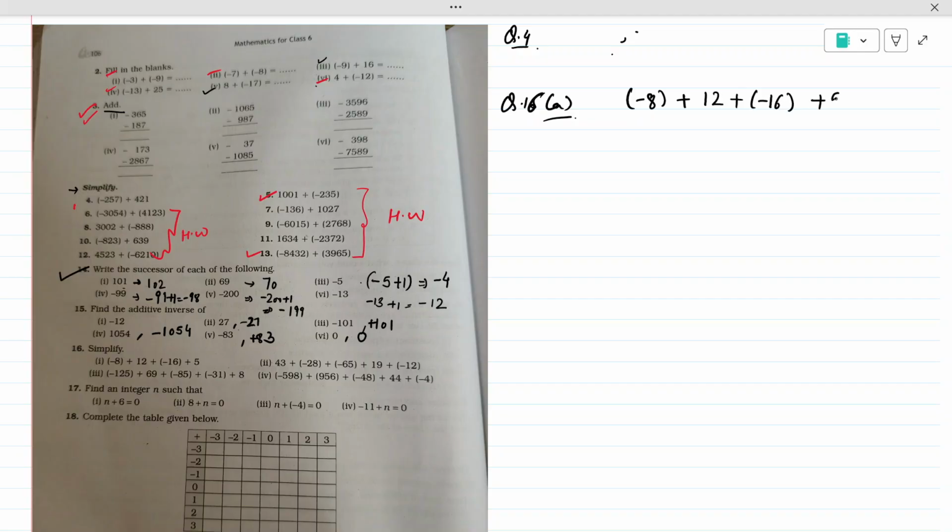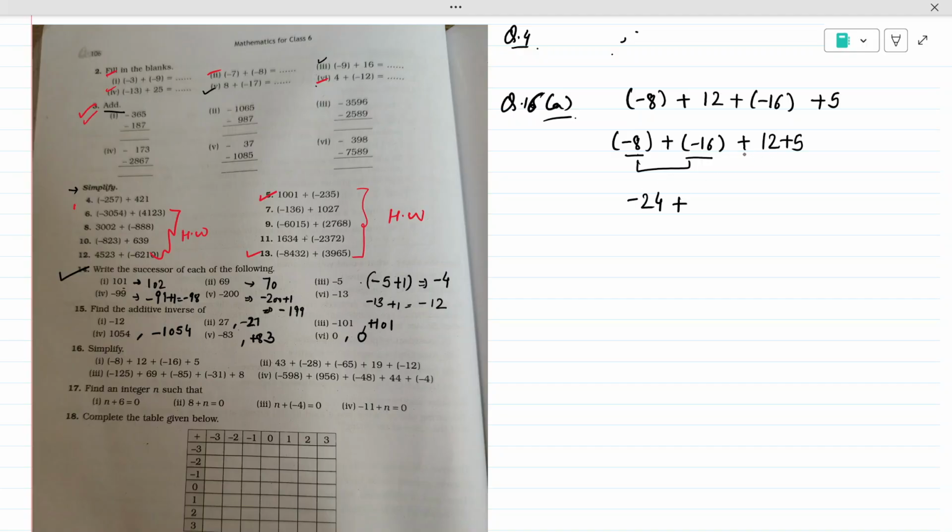Okay, so if we see this mathematically, this is very easy. We have a set of negative numbers. Let us do one thing. Let us keep them together. So minus 8 plus minus 16 we are keeping together, and then 12 plus 5 we are keeping together. Okay, so we can add them. If we are adding a negative number to a negative number, we will get a negative number. This we have done. So minus 8 plus minus 16 will give us minus 24.